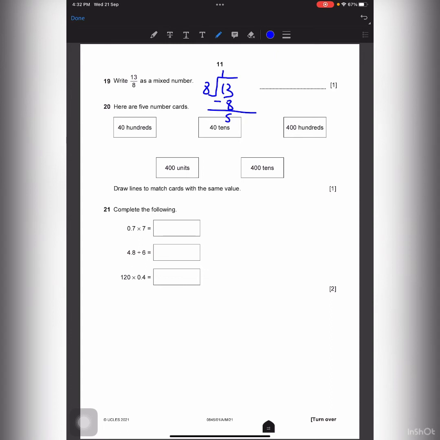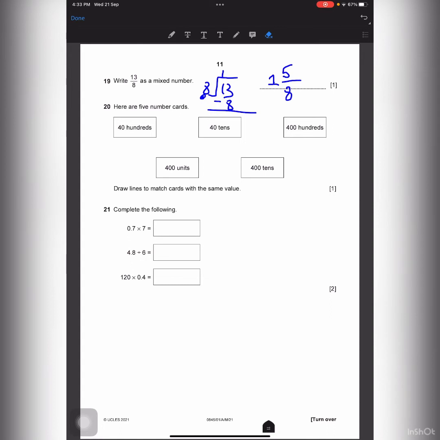So now this is like a little cycle. The 1 will be the whole number, and the denominator will stay as the denominator, the numerator will be the 5 right here, the remainder.